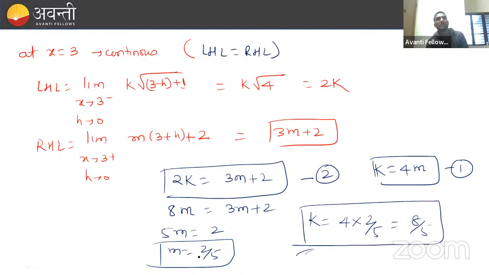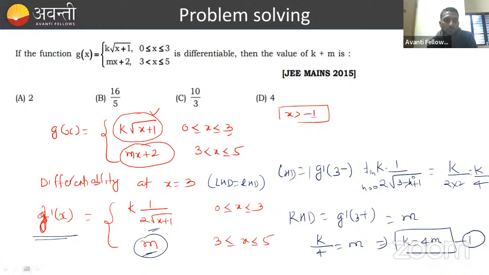Okay, so we have got the k value and the m value. So what will be the k plus m value? 8 by 5 plus 2 by 5 is equal to 10 by 5, that is equal to 2. So 2 will be your correct answer. Is it clear, everyone? Is it clear?